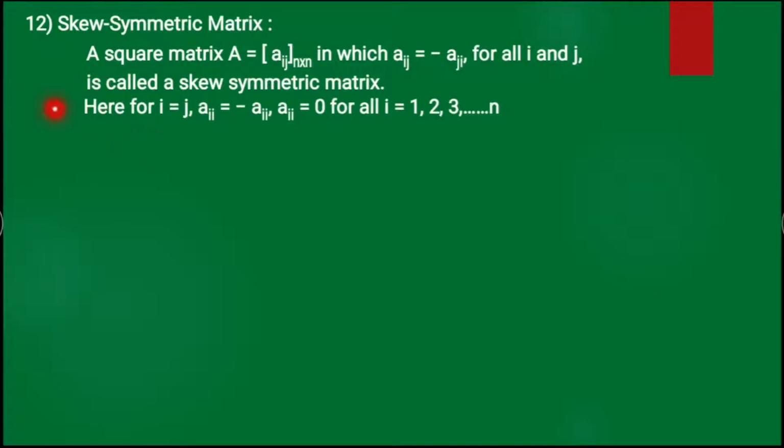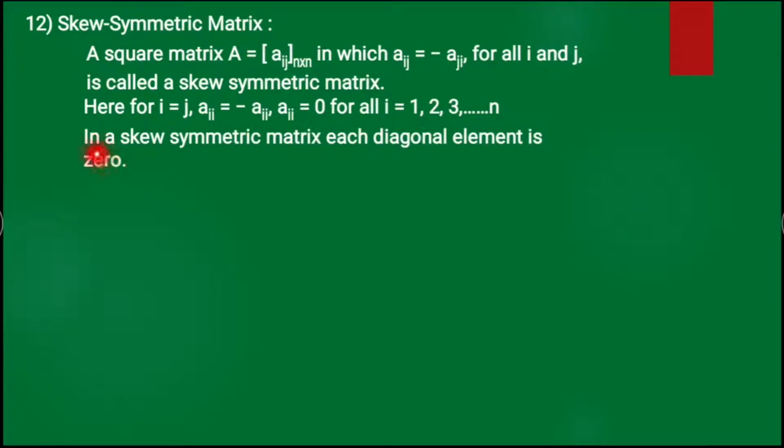So see here, for i equals j, aii equals minus aii, equals 0 for all i varying from 1 to n. Now see here, in a skew symmetric matrix each diagonal element is 0. Here is one more condition: in a symmetric matrix, as we saw in the examples, diagonal elements are not all 0, but in a skew symmetric matrix each diagonal element is 0.